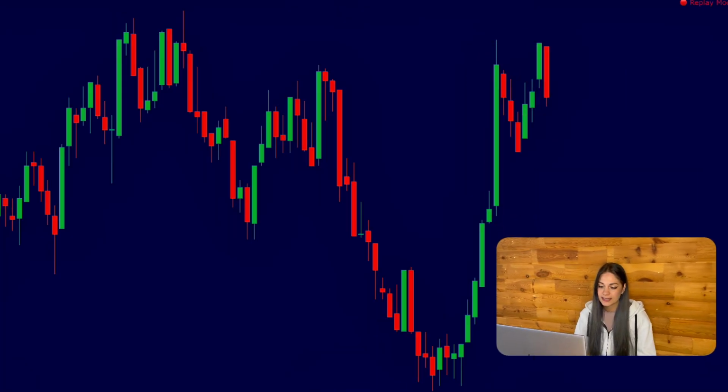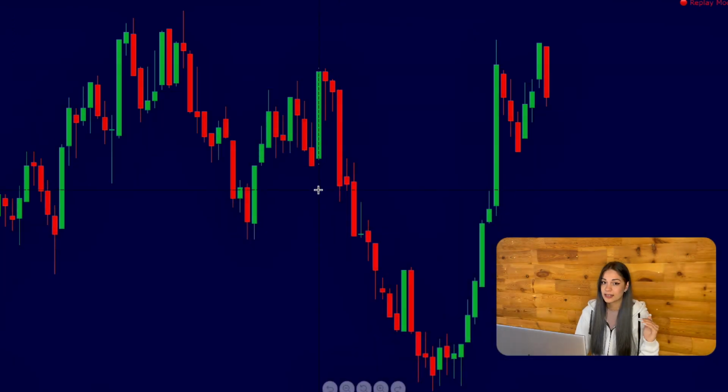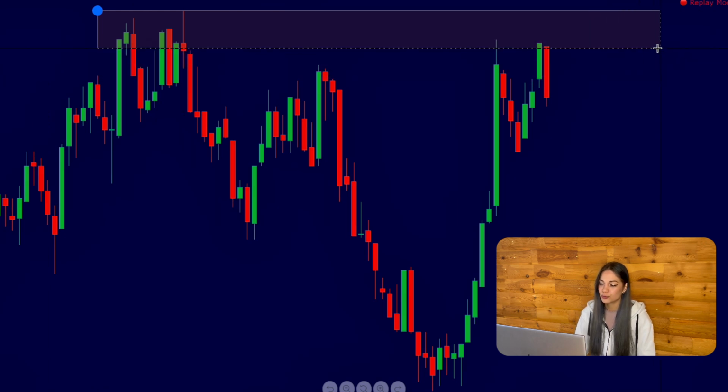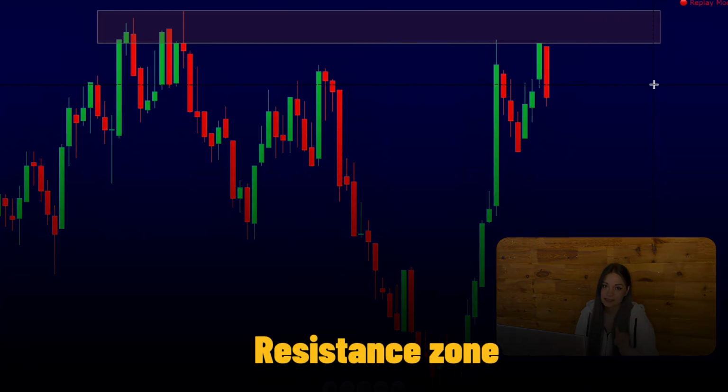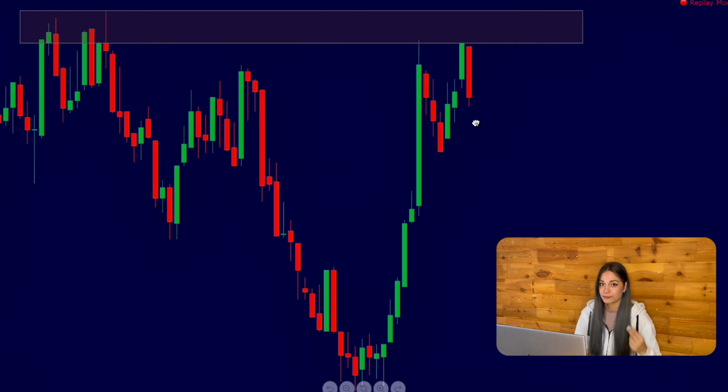In fact, pullbacks are not the only moment where I can use this strategy. For example, in this case, we see that this is a consolidation period. The price is moving sideways, not updating higher highs or higher lows. But let's look closer and see that right here we have the resistance zone. That means the price went to that level, went down, went to that level, went down. Right here we again reached that level and went down, and here again we touched the same level of resistance.